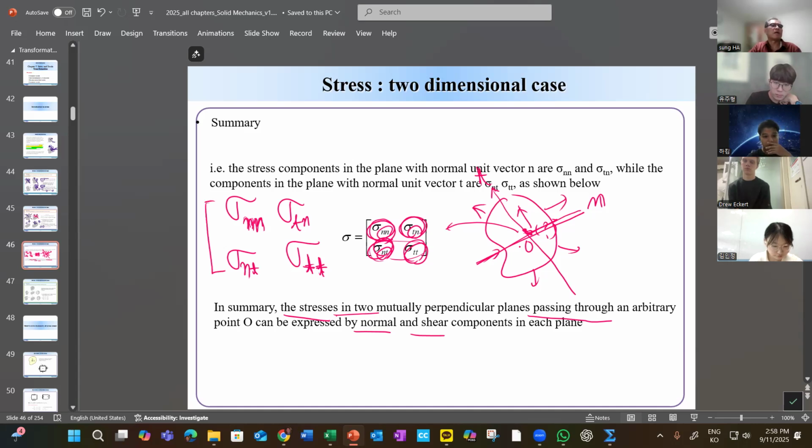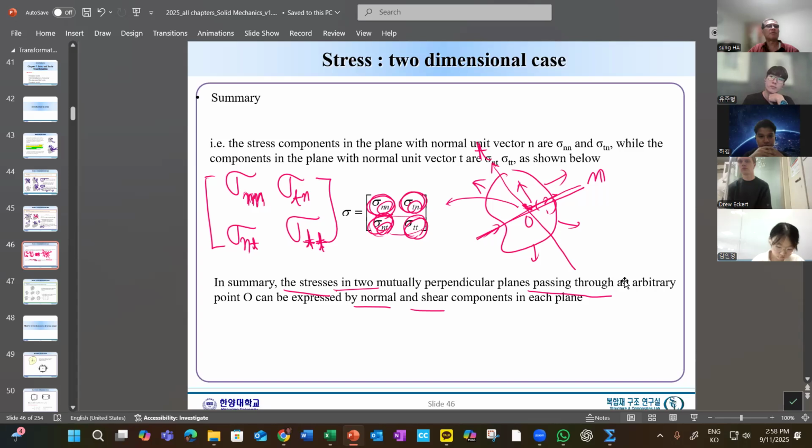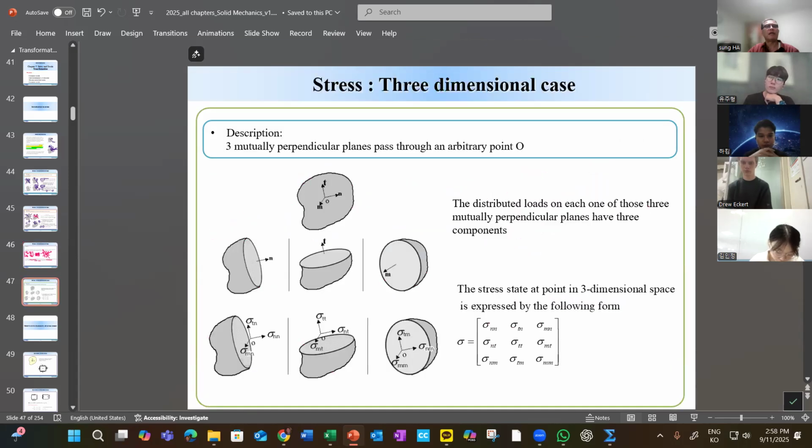So that's why this is just, I would say, definitions. We do understand there are four components, and then we represent those four components using a 2 by 2 matrix. A matrix is very convenient to represent those four components. Okay, let's move on. Now let's take a look at the 3-dimensional.